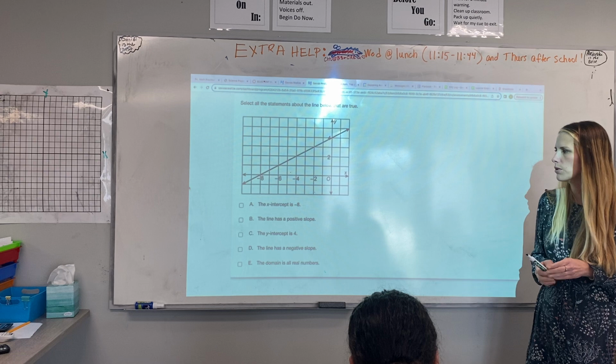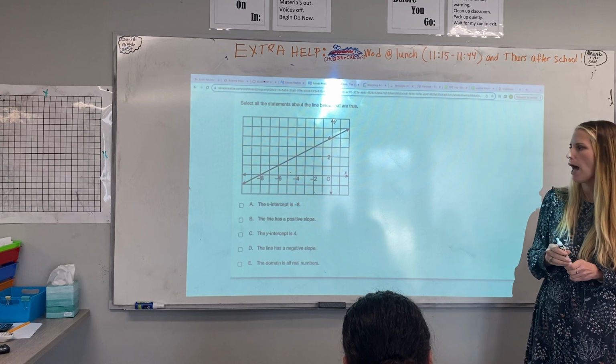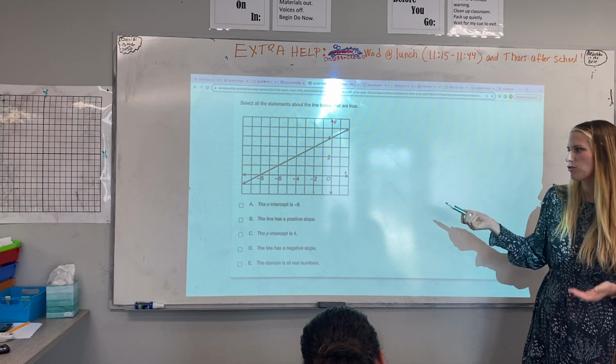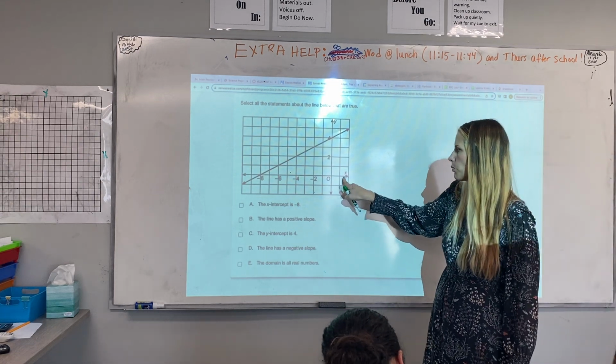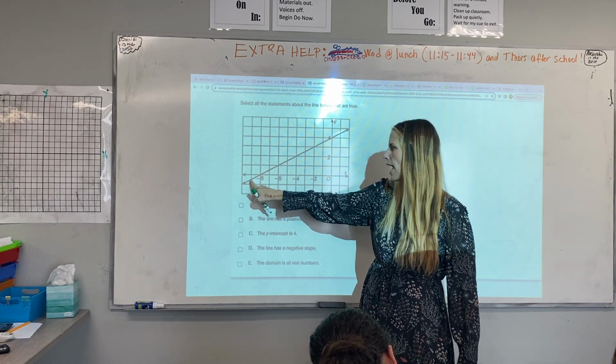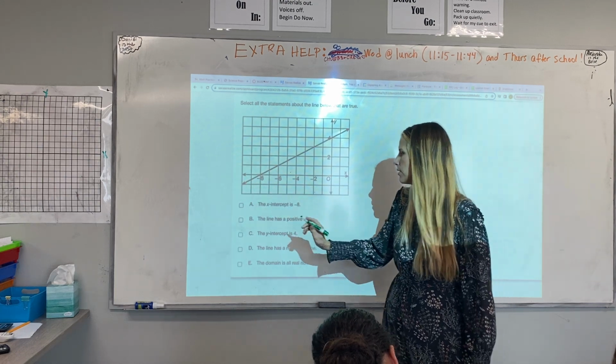Jayla, what do you think? Is that true or false? True. Why? Yeah. So you can see right here, it says the x-intercept, so we were looking at the x-axis. The line is going through the x-axis at -8, so that is true.